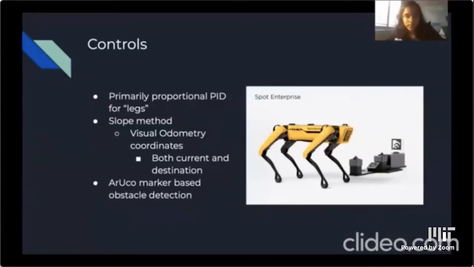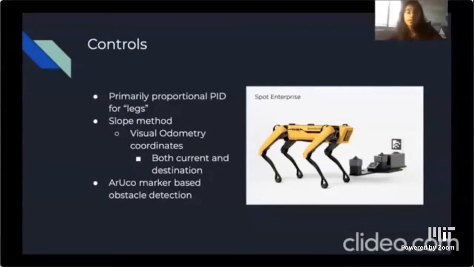In order to make sure that we were constantly sticking to a correct path, we implemented something calculating the slope. The algorithm will take the current coordinates of the drone, as well as the destination marker's coordinates extracted from the network graph, which comes from visual odometry. Then it will constantly calculate the slope and constantly be made to stick to that line using proportional controls until it detects an Aruco marker.